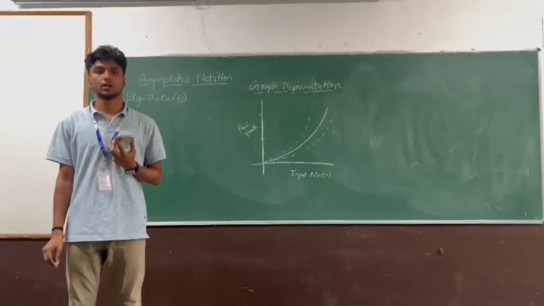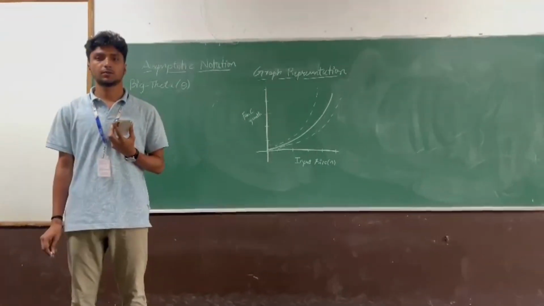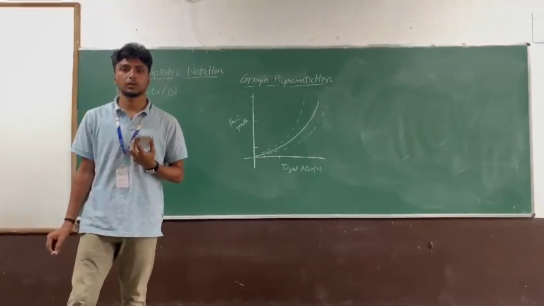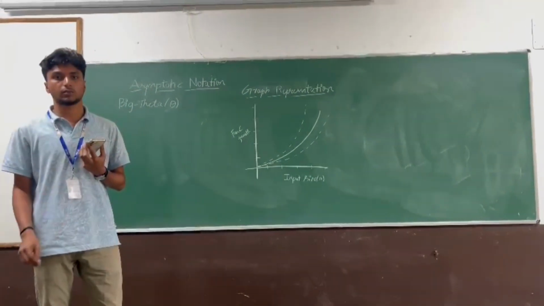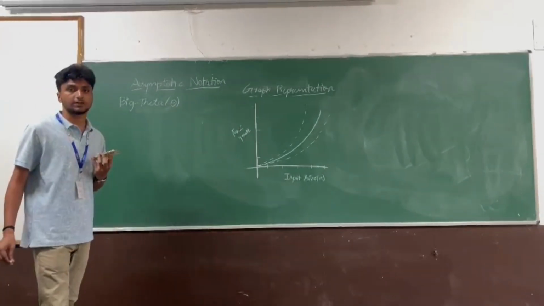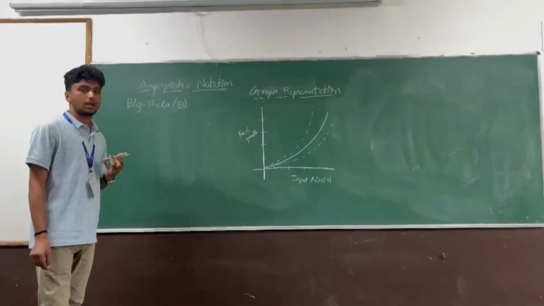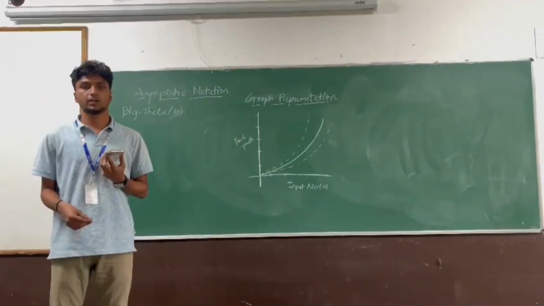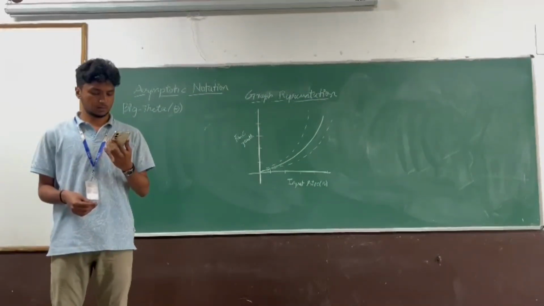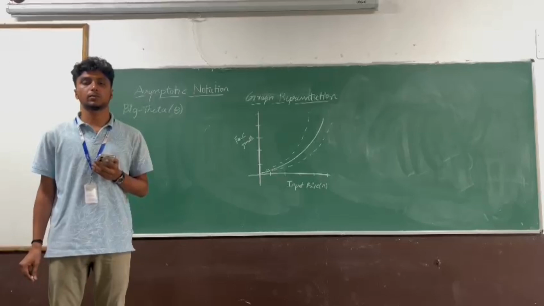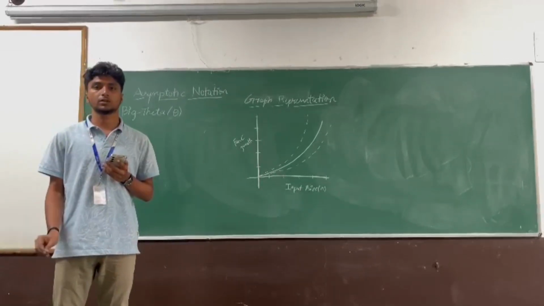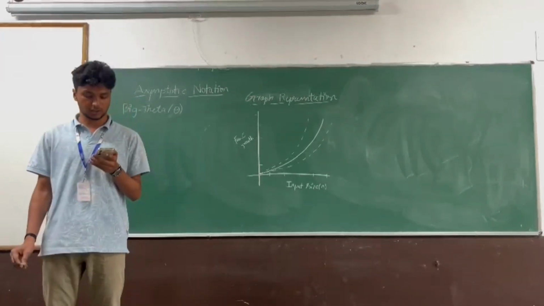Hello everyone. My name is Shamith. As my friend explained the asymptotic notation, I will explain the big theta, as it is a part of asymptotic notation. As you know, big O and big omega are part of asymptotic notation. They show the upper bound and the lower bound. You can also represent them as best case or worst case.